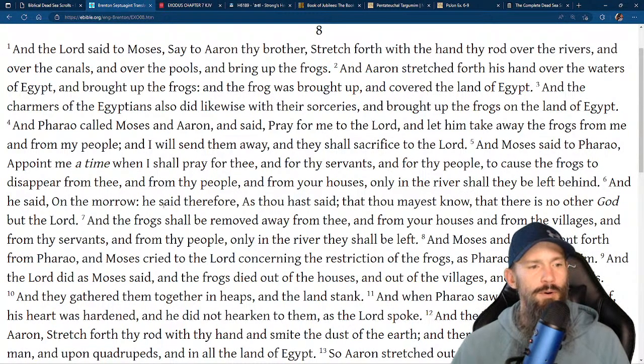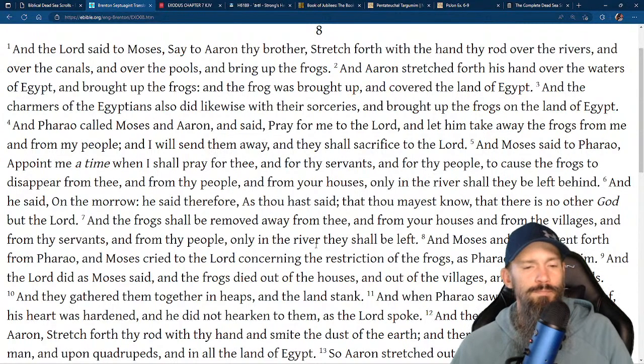And he said on the morrow, he said, therefore, as thou hast said, that thou mayest know that there is no other Elohim but Yahuwah. And the frogs shall be removed away from thee, and from your houses, and from the villages, and from thy servants, and from thy people. Only in the river they shall be left. And Moses and Aaron went forth from Pharaoh, and Moses cried to Yahuwah concerning the restriction of the frogs, as Pharaoh appointed him.